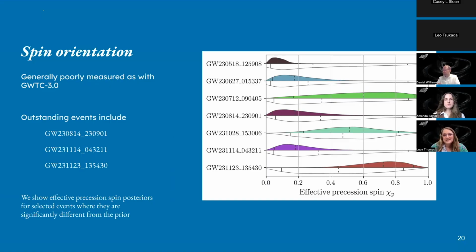So some outstanding events in this plot include 230814, where you can see that because the SNR of this event was quite high, the effective precession spin is well constrained. That's the posterior exactly in the middle in this purple color. Also, 231114 is well constrained to have a small effective precession spin. And then we have 231123, for which the effective precession spin is constrained to be high. Next slide, please.